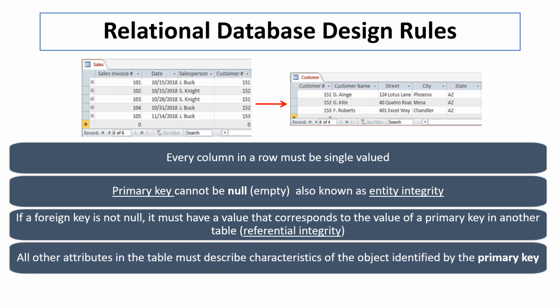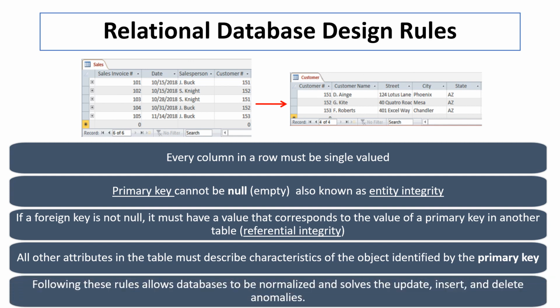All other attributes in the table must describe the characteristics of the objects identified by the primary key. This means they describe, relate to, depend on, and are defined by the primary key. Lastly, following these rules allows the database to be normalized and solves the update, insert, and delete anomalies.